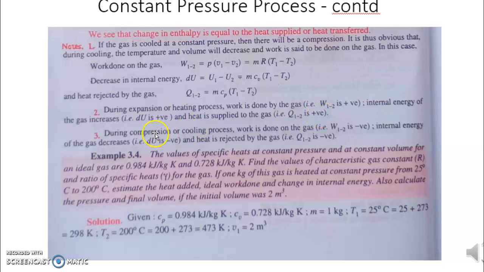But during the cooling and compression process, work is done on the gas, so it is negative. Internal energy decreases, so it is also negative. Heat is rejected by the gas, it is also negative.